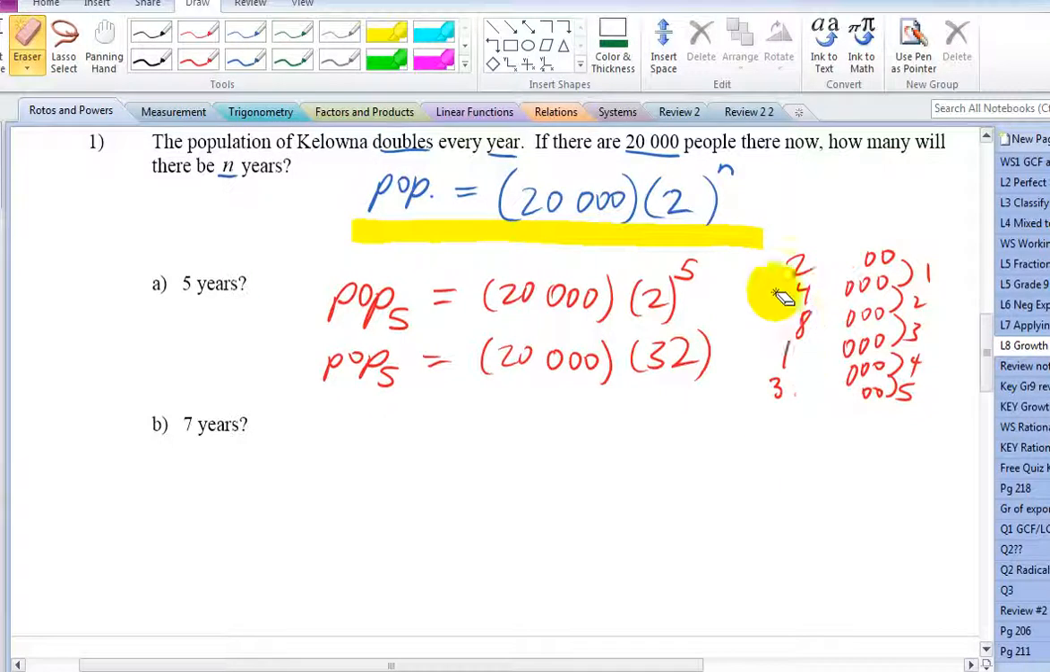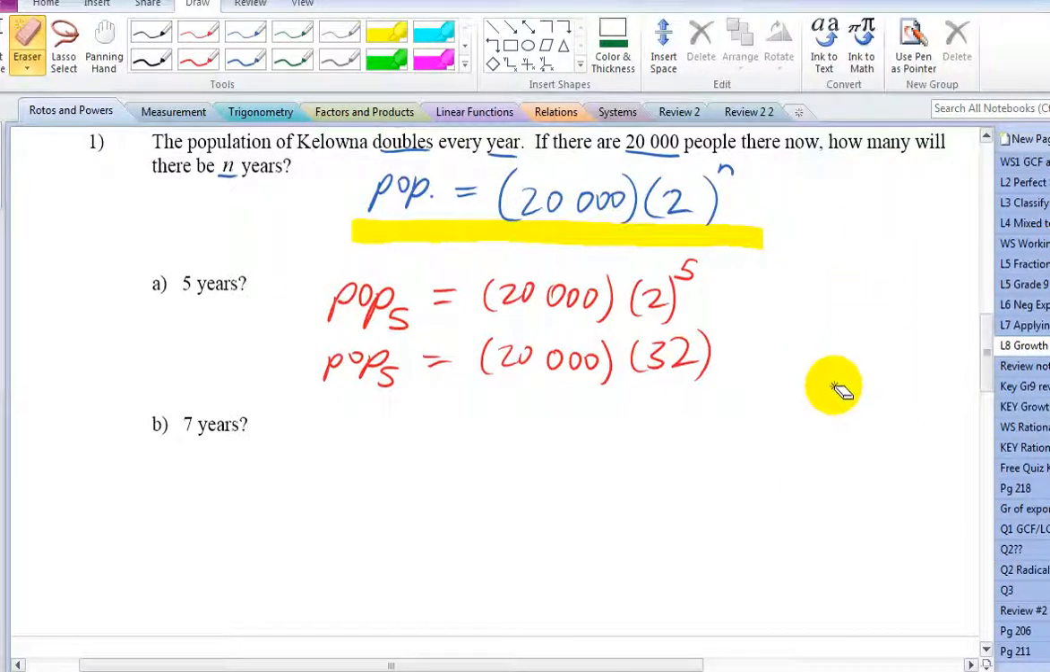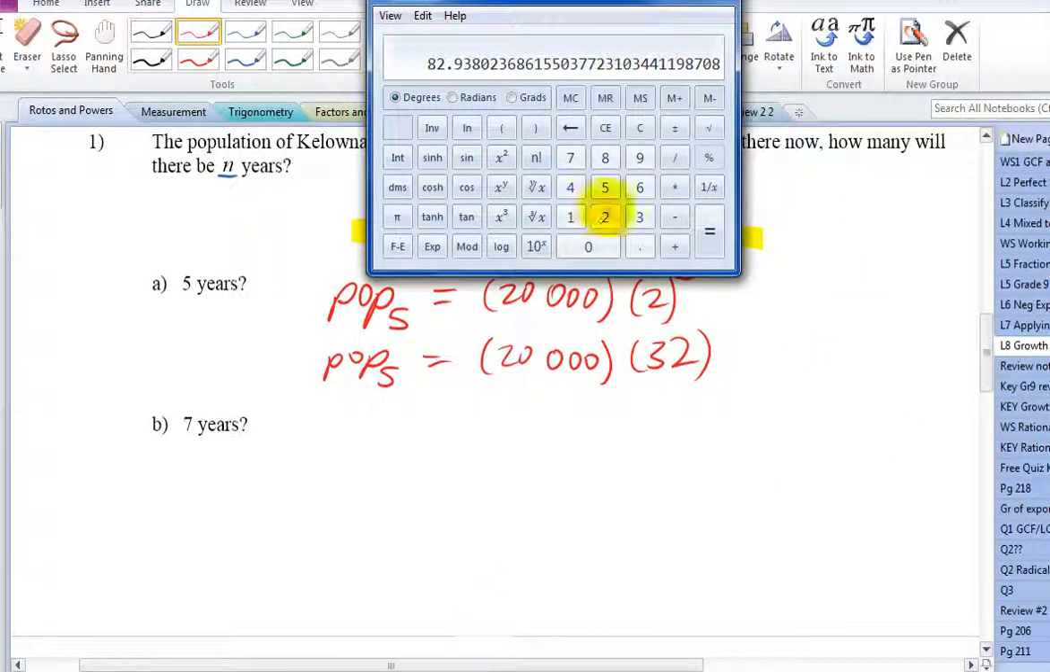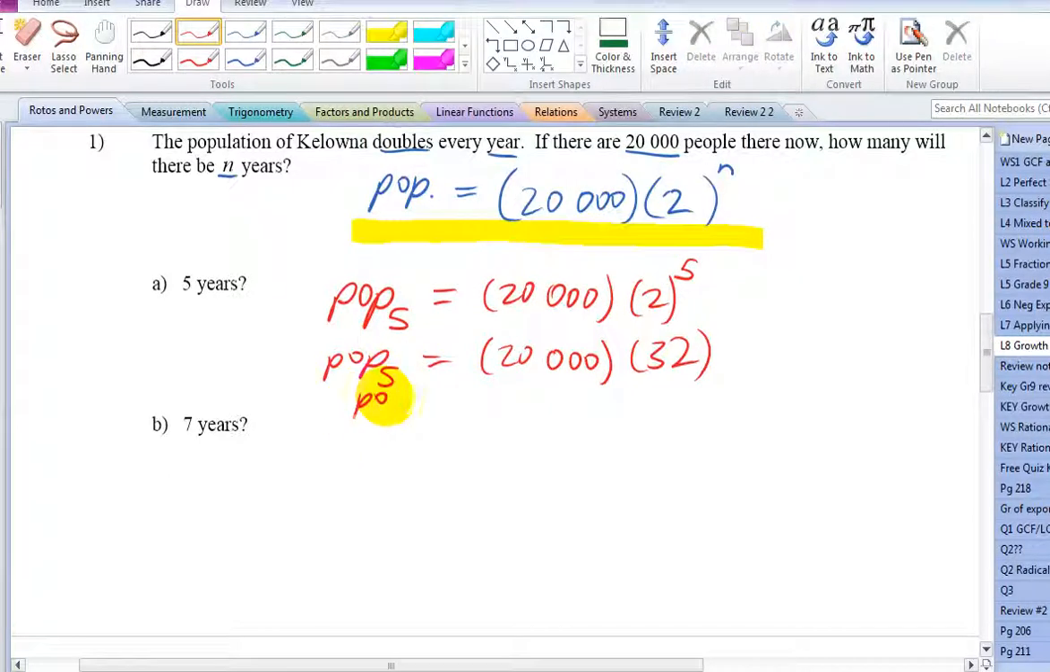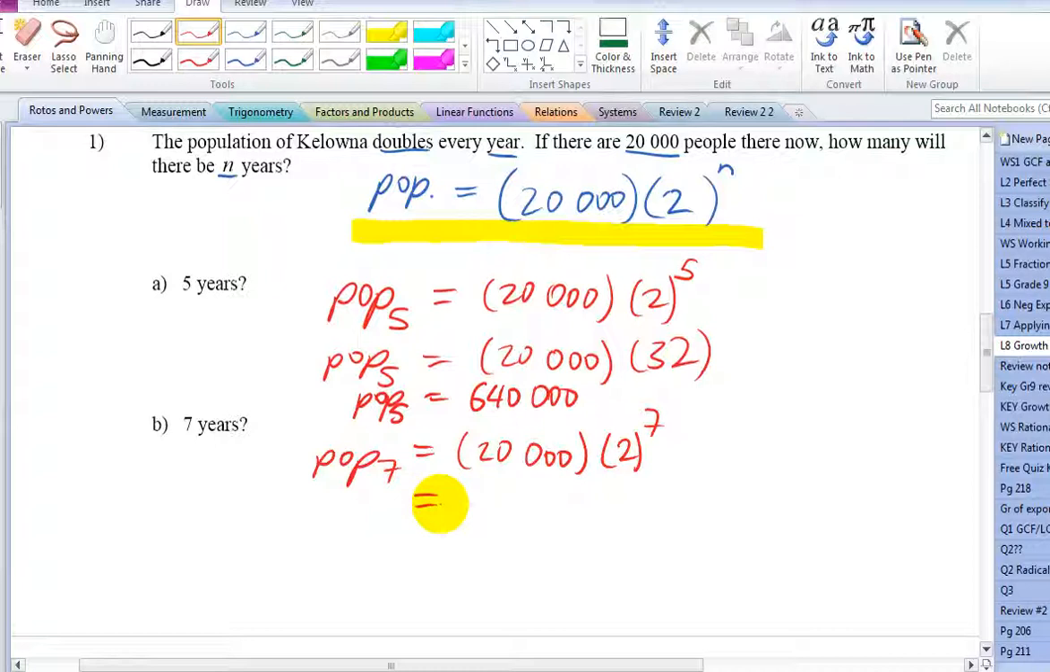It's a joke. Okay. So let's just make sure that works on my calculator. 20,000 times 2 exponent 5 equals 640,000. Okay. So the population in 5 years equals 640,000. Okay. What about 7 years? Has anyone got that yet? Do that one, please. Let's not call out. Don't want to ruin the surprise. I know how excited you guys get about this stuff. Okay, that's sarcasm, but whatever.